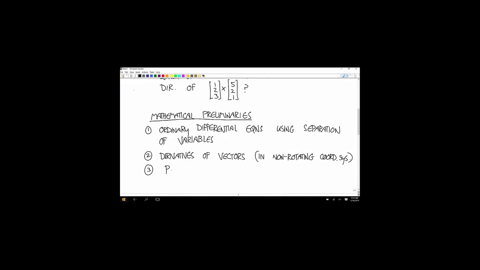And then product rule with vectors. And the chain rule with vectors. Okay, so this is not really going to be that long, but we'll spend the most time on this, and then all of these are going to be really short. And once we're done with these, we'll be able to go on to some dynamics finally.